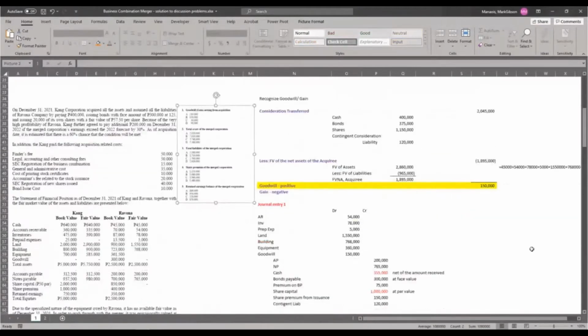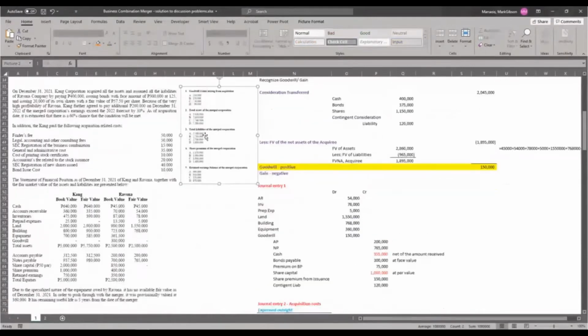Papunta rito. Di ba, ang nakalagay doon una, basahin ko muna yung problem. On December 31, 2021, Kang Corporation acquired all the assets and assumed all the liabilities of Ravona company by paying 400,000 pesos, issuing bonds with face amount of 300,000 at 125 and issuing 20,000 of its own shares with a fair value of 57.5 per share. Because of the very high profitability of Ravona, Kang further agreed to pay additional 200,000 on December 31, 2022 if the merged corporation's earnings exceed the 2022 forecast by 30%. As of acquisition date, it is estimated that there is 60% chance that the condition will be met.